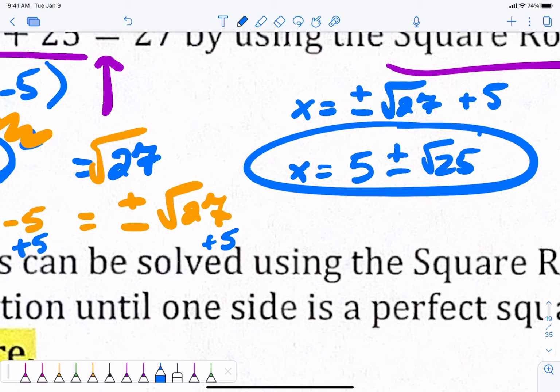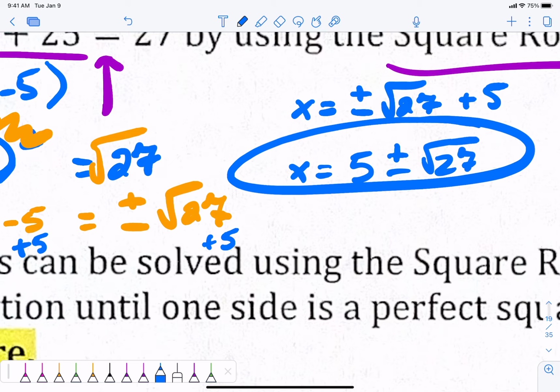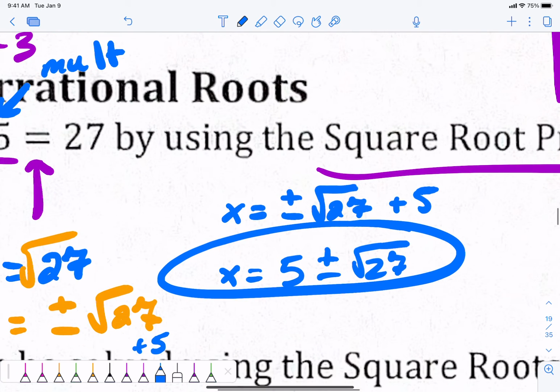I like this one better, kind of for the same way I like the eyes in the front, because sometimes my little bar up here gets a little long, and I don't know if the 5 is underneath or outside. Okay. So, 5 plus and minus the square root of 27.